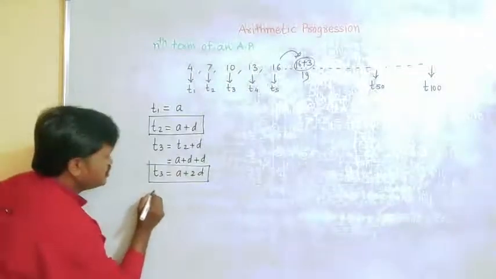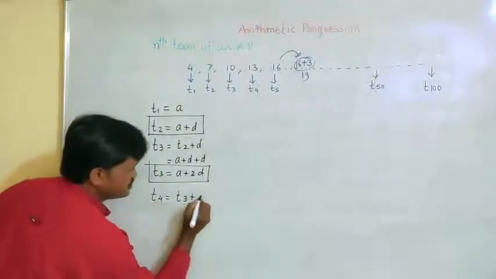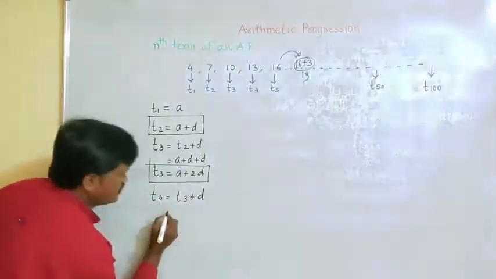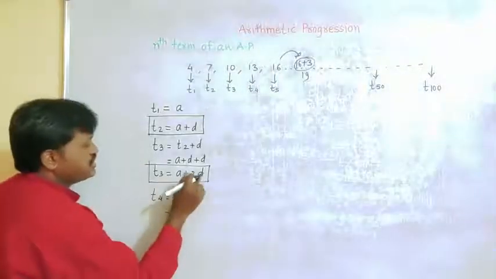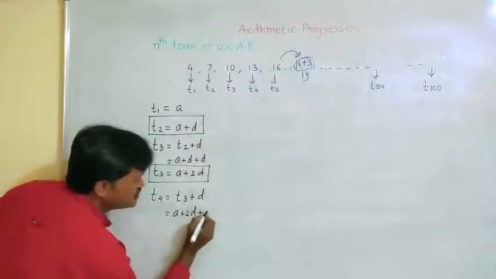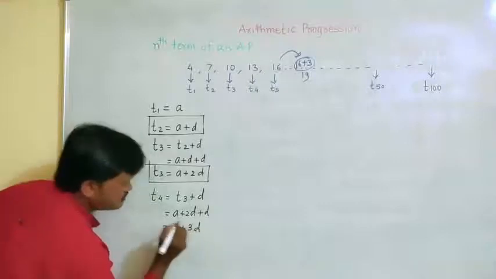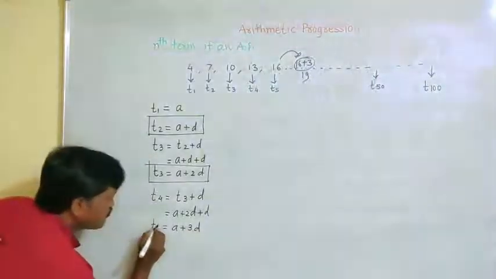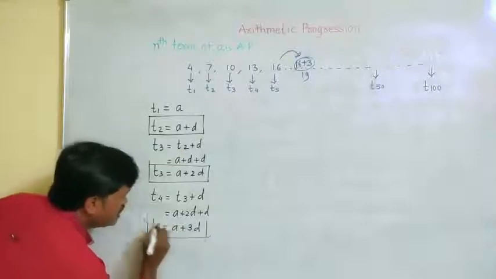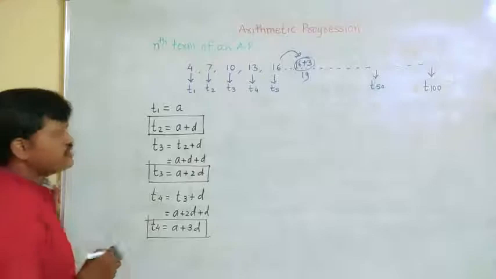Again I write T4 is equal to T3 plus d. Here T3 means a plus 2d, a plus 2d plus this d. So that means a plus 3d. So that is T4. In this way you calculate all terms. But you observe in all these terms, what is this?